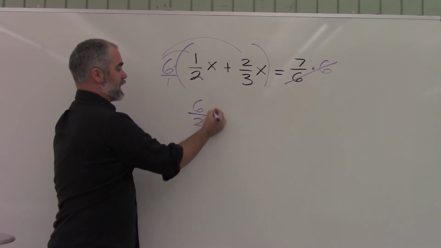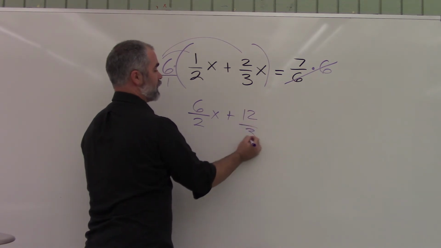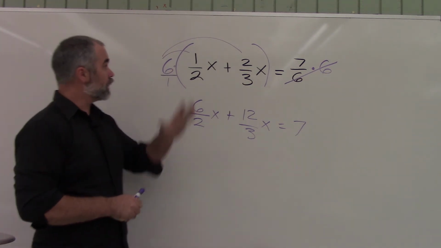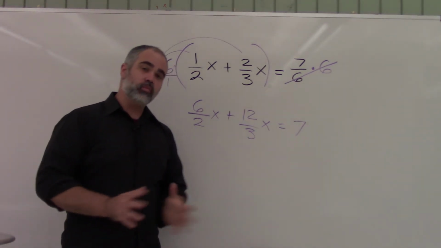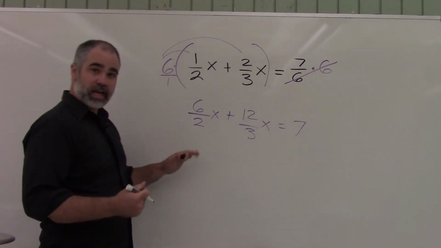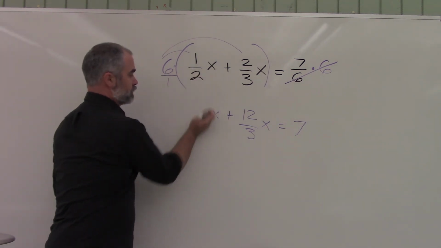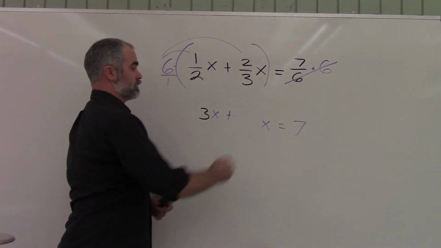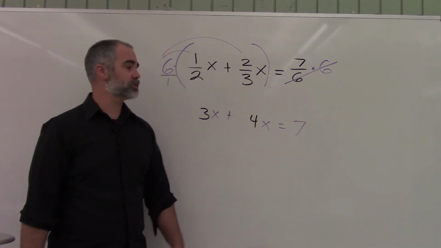So we have 6 over 2x. 6 times 2 over here is 12 over 3x. And that equals 7. Now remember, I can do this because I'm following the golden rule. I multiplied both sides by 6. You can do whatever you want in math so long as you follow the golden rule. Now let's look what happens. That's 6 divided by 2. Oh yeah. That's 3. 12 divided by 3? That's 4. And now suddenly your problem looks so much easier.